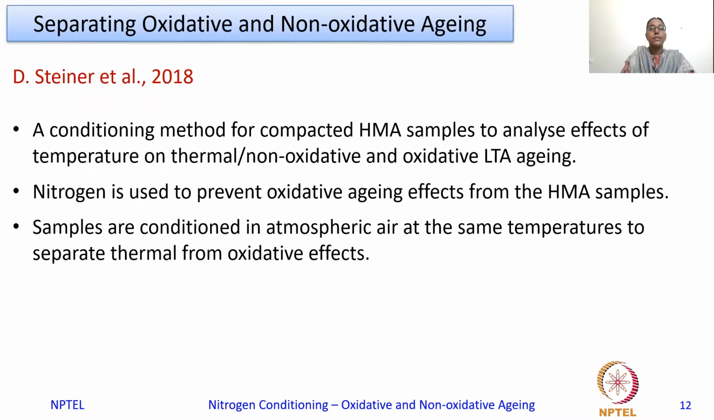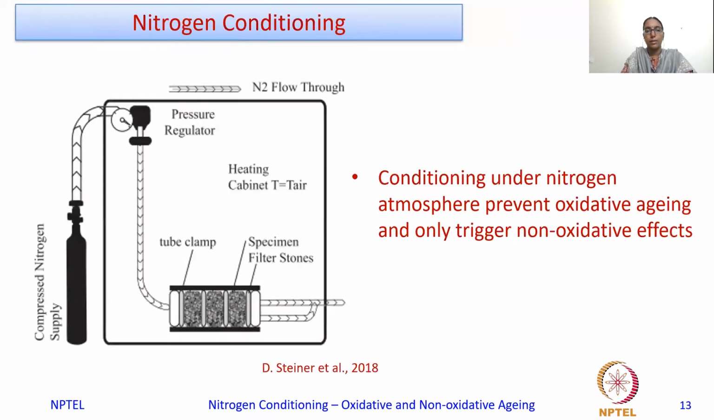In 2018 conducted a study to separate the oxidative part of aging from the non-oxidative aging. In this method, several HMA samples were tested or aged under the atmospheric aging condition, and in order to create a non-oxidative atmosphere, nitrogen is used as a conditioning agent. So the specimens are subjected to a nitrogen atmosphere so that whatever aging happens at an elevated temperature of conditioning will be due to non-oxidative effects, and no oxidative effects will happen in that condition.